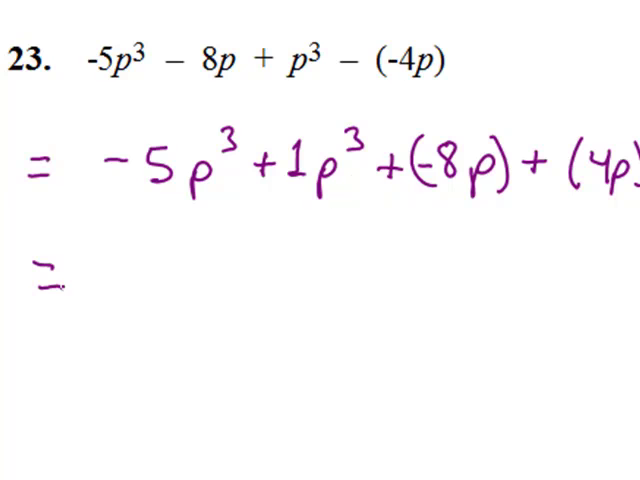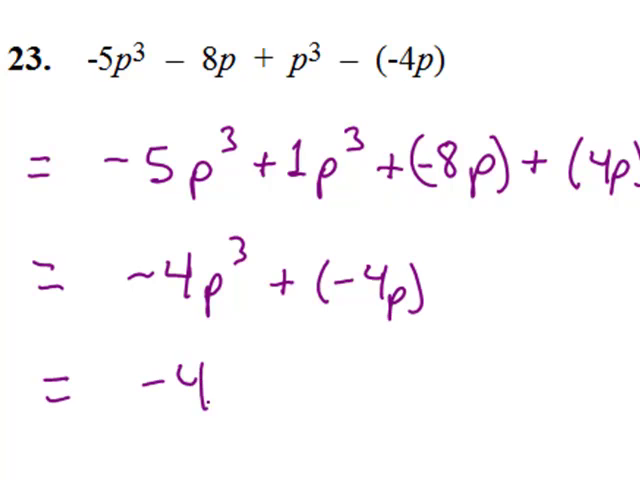Again, looking at the p cubes, negative 5 and positive 1 is a negative 4 p cubed. And a negative 8p and a positive 4p is plus a negative 4p, although it's much more common to write that plus a negative 4p as simply minus 4p.